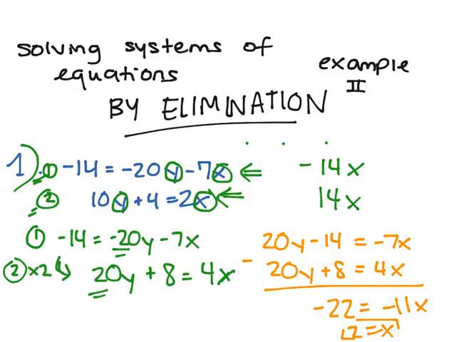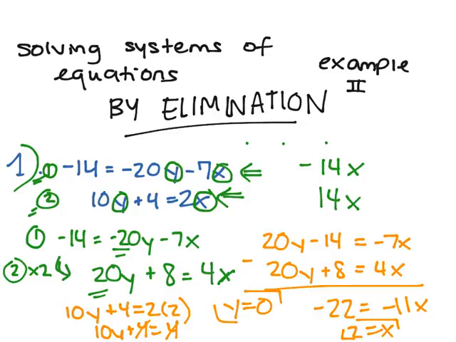When we plug that back in to one of our earlier equations, say 10y plus 4 is equal to 2 times 2. That's 10y plus 4 is equal to 4. Subtract 4 from both sides. And we have 10y is equal to 0. So y must be equal to 0 at the point where these two equations meet. So our answer is 2, 0.